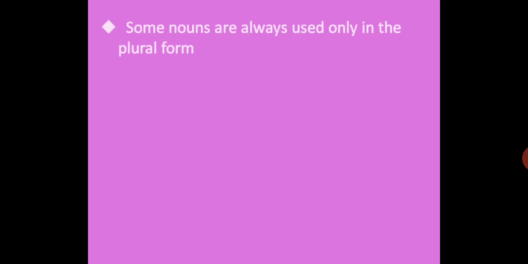Now we are moving on, and this is the next and the last rule for this standard. Some nouns are always used in the plural form. It means some nouns, when we call them, when we say them, when we ask for them, we always use the plural form. Let's see the examples and understand what words there are.